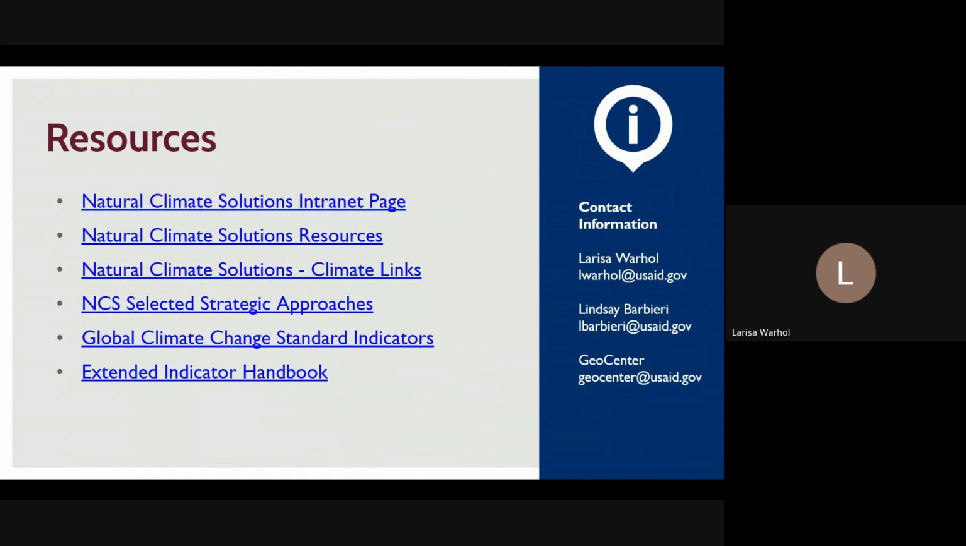This is our resources slide. Again, we're happy to answer any questions, so if you want to, reach out directly to either myself or Bar. There's also the general GeoCenter email. These are different links to additional resources that might help you with your reporting or to answer some questions. We just released our Global Climate Change Standard Indicator Extended Handbook, which provides a lot of good details and supports some of the things we've been talking with you about today. And that's all available on Climate Links.